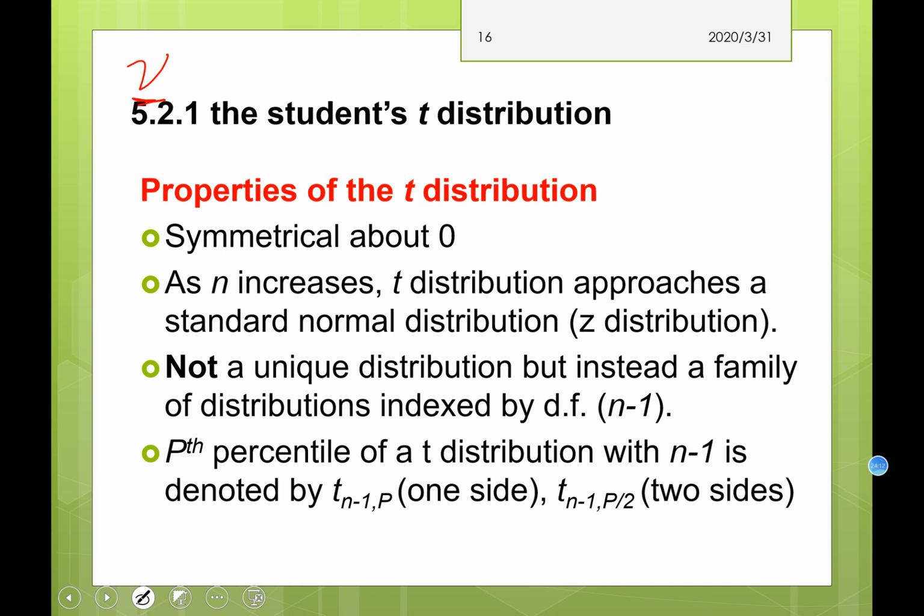This character, nu, is equal to n minus 1. That is the degree of freedom. And we will find that if nu is different, the shape of the t-distribution curve is different too. Actually, this number is associated with the sample size. So the shape of the t-distribution curve is influenced by the sample size. We just use another number to represent the influence of the sample size. That is nu, the degree of freedom.